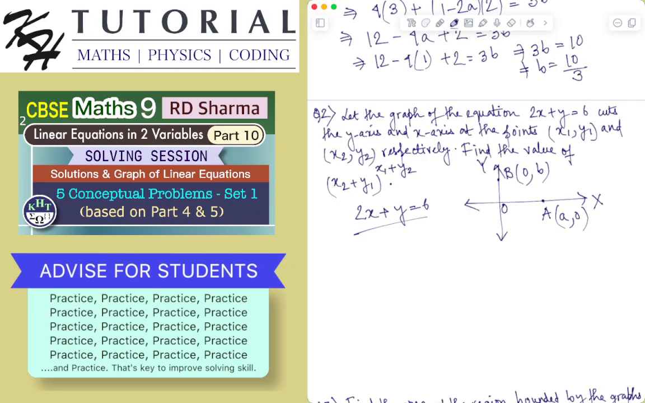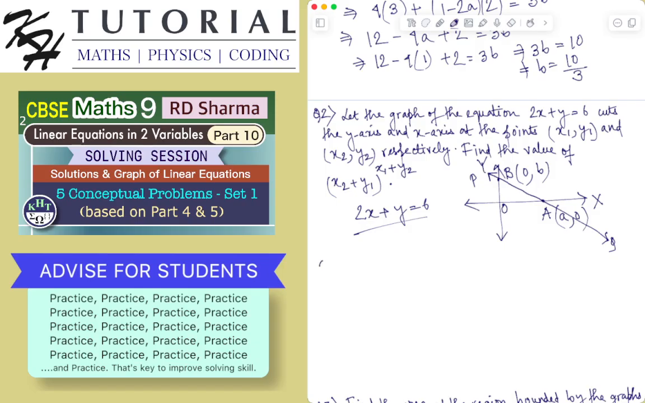So now definitely the points A and B lie on the graph of the given equation, let's say the line PQ. So (a, 0) will satisfy the equation 2x + y = 6. Also (0, b) will be a root of the equation 2x + y = 6, and (a, 0) will also be a root.